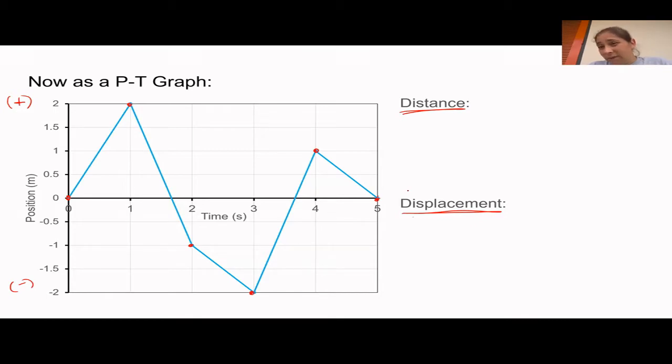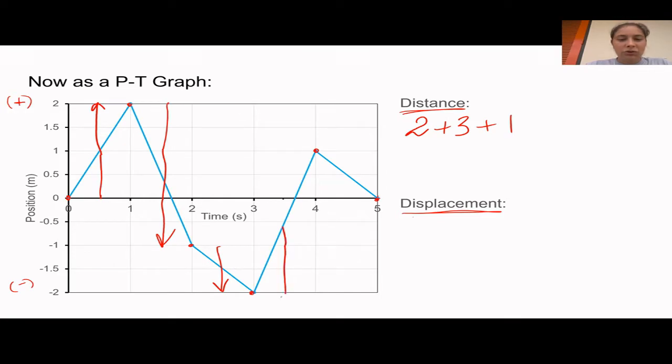For distance, distance is a scalar, as a reminder, which means we don't care about the direction itself. All we care about is how far did we go. So from our first second, we went 1, 2 meters. Then we went 1, 2, 3 meters. Then we went 1 more. Back 1, 2, 3. And finally, 1 more.